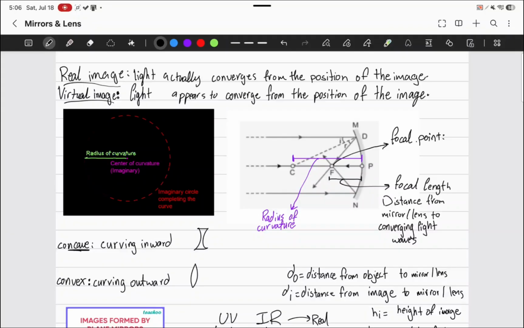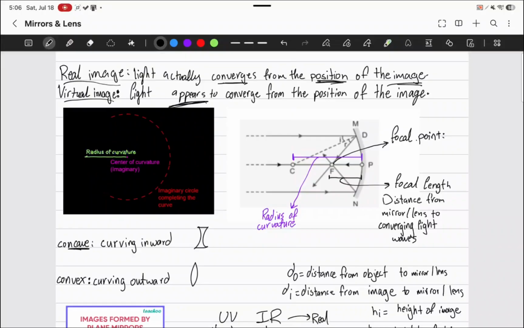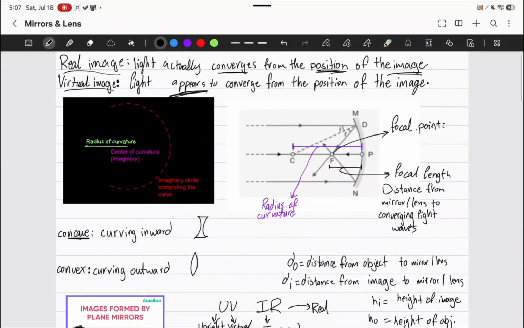Now, a real image is when light actually converges from the position of the image, while a virtual image is when light appears to converge from the position of the image. I know that sounds a bit confusing, but don't worry, I'll explain and clarify it later. Another thing we need to talk about is the focal point, the focal length, the radius of curvature, and what all those terms mean.